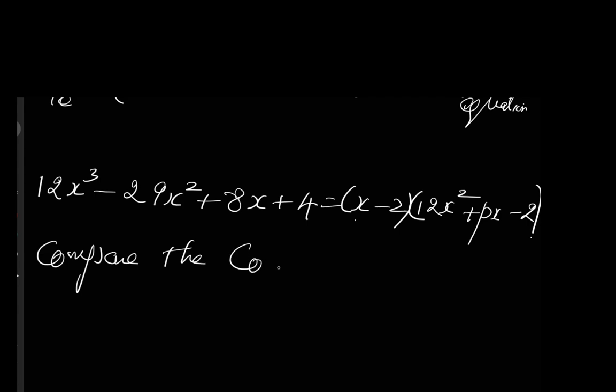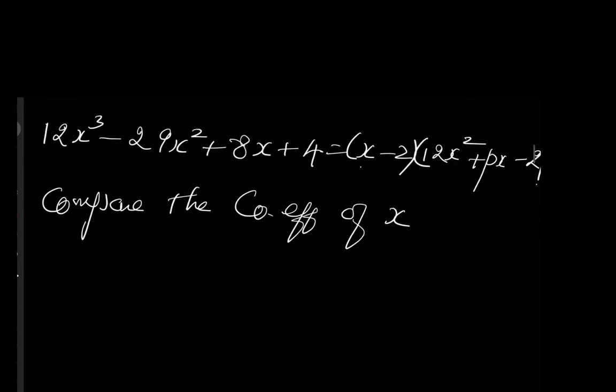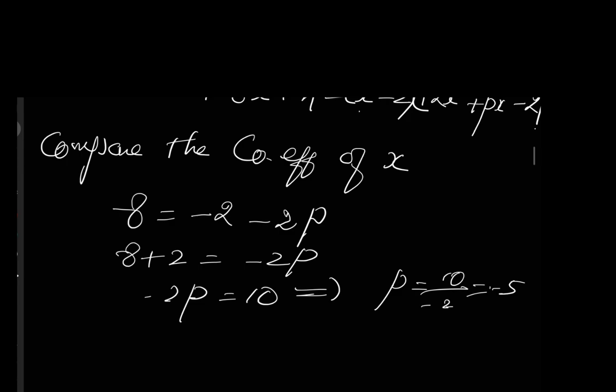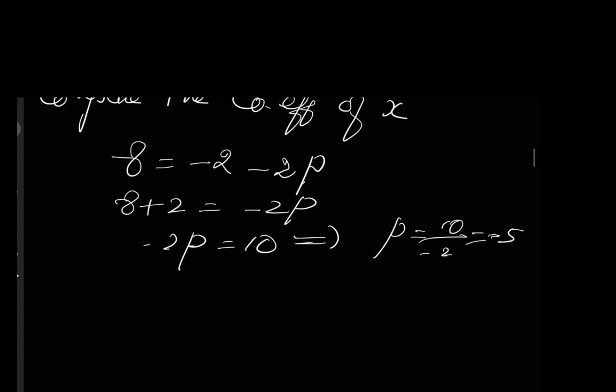Compare the coefficient of x. So here x coefficient I have to get. Left side is equal to 8. Here you multiply this x with minus 2: minus 2x, minus 2 into p, minus 2p. So 8 plus 2 is equal to minus 2p. So 10. Minus 2p is equal to 10. So that implies p is equal to 10 by minus 2, minus 5. So p value is minus 5.